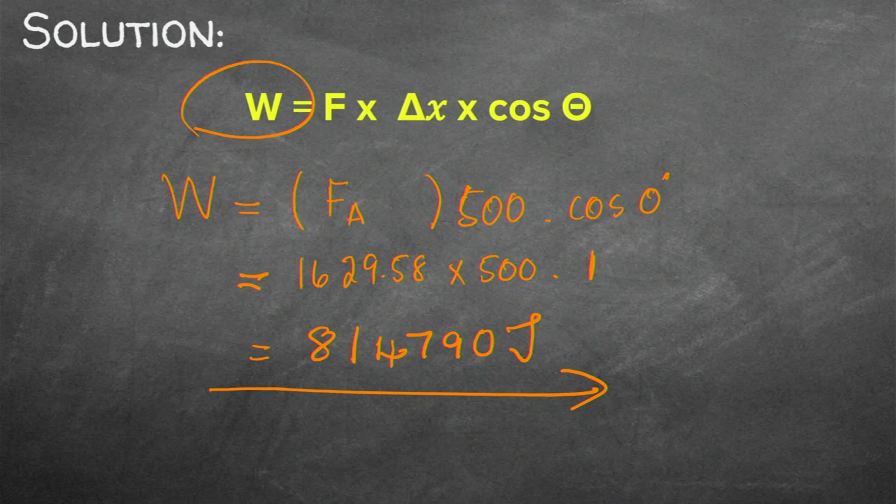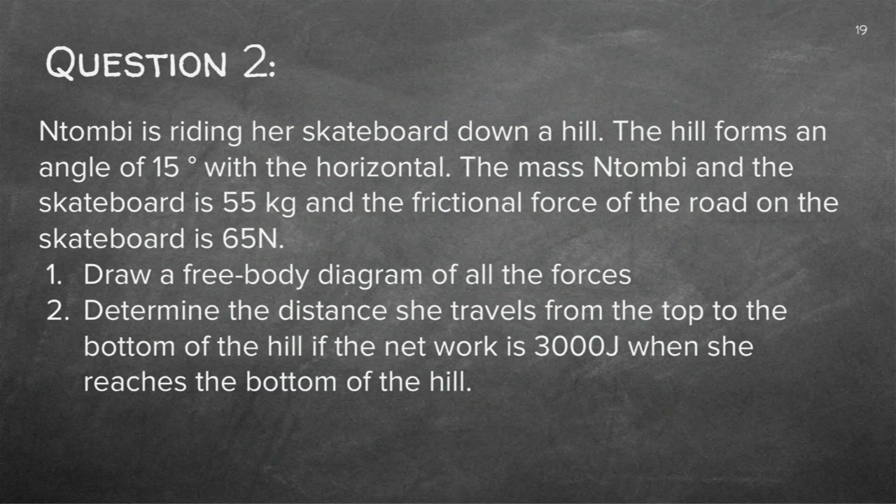Let's get to another question. Ntombi is riding her skateboard down the hill. Important, it's going downward. So immediately see a skateboard going downward. The hill forms an angle of 15 degrees, and they give you the mass of Ntombi and the skateboard. They also give you the frictional force.